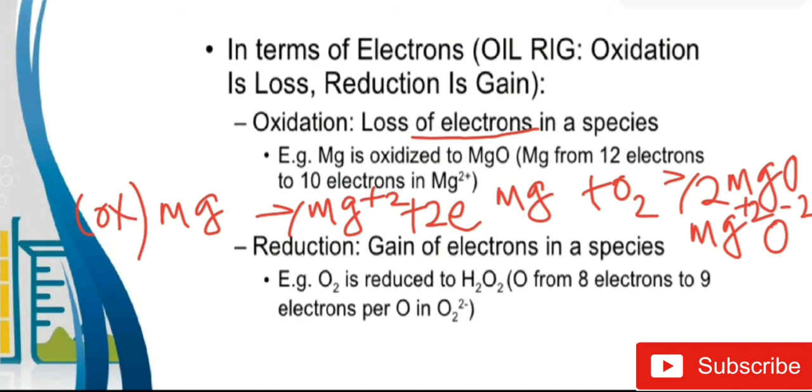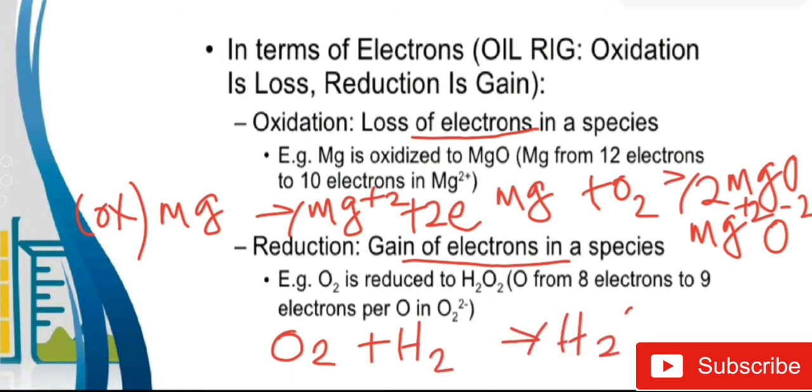Now let us discuss the gain of electron in a species. Gain of electron is known as reduction. In that, oxygen is reduced to form hydrogen peroxide. If you see, when oxygen reacts with hydrogen, you will get hydrogen peroxide.